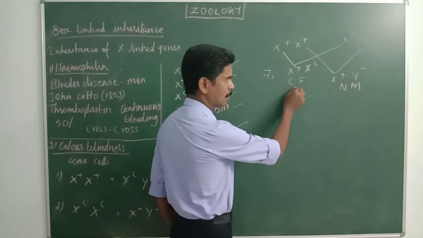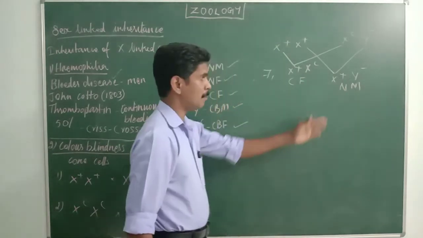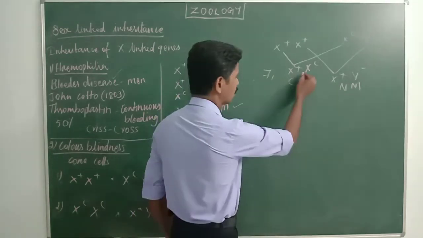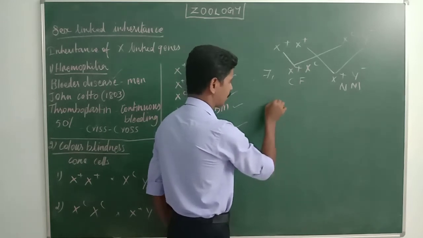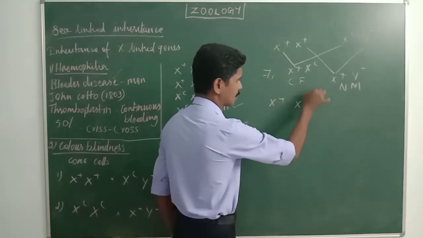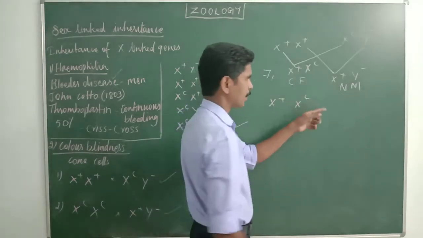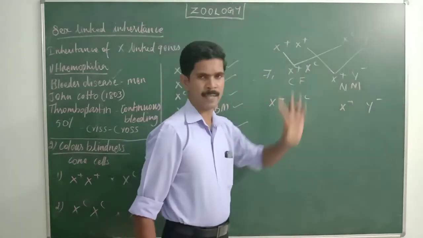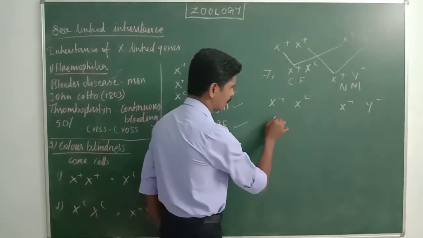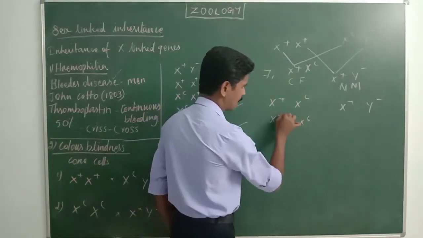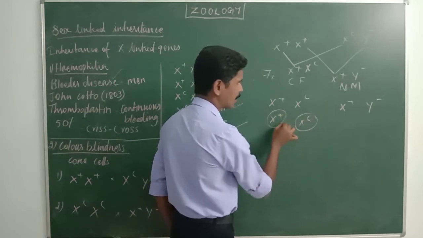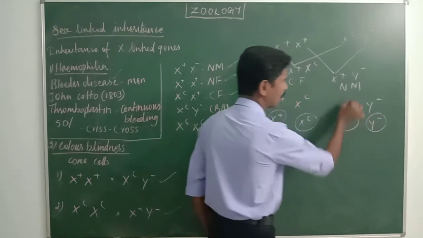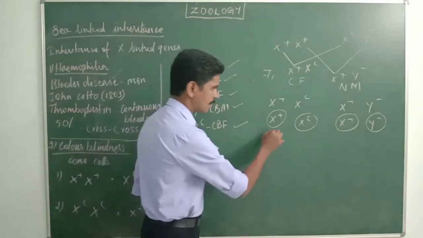Now we are going to study what happens in the next generation, the F2 generation. When this carrier female marries a normal man, what will happen? Listen. First you write the carrier female's gametes, X plus and XC, and the gametes of the normal male, X plus and Y minus. Listen very carefully.